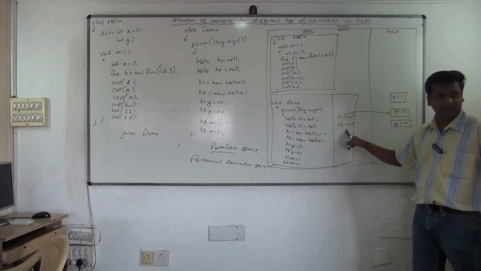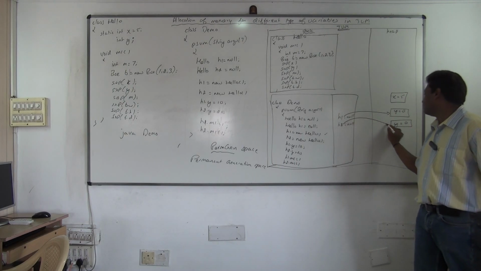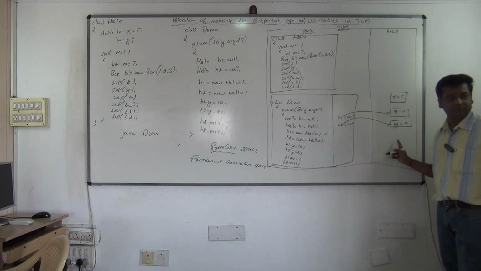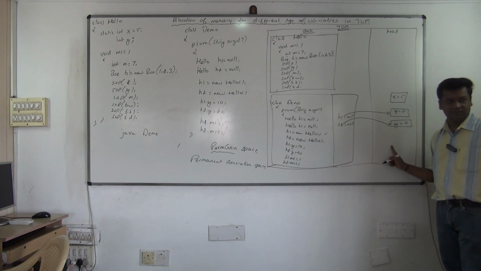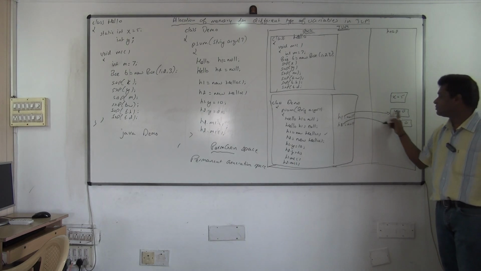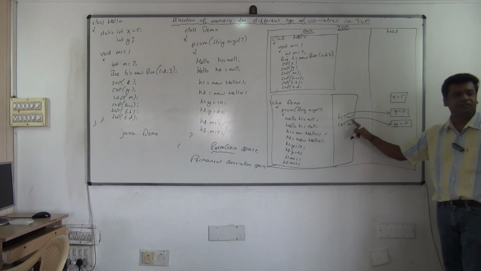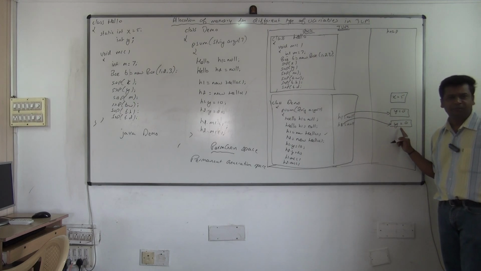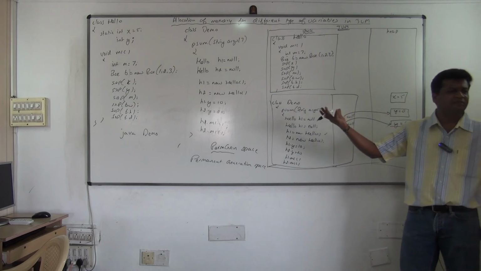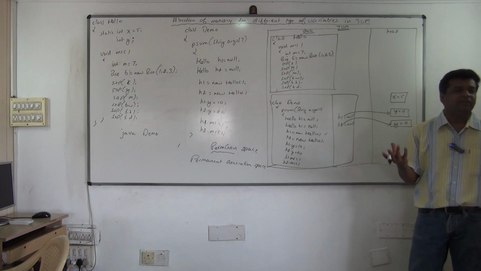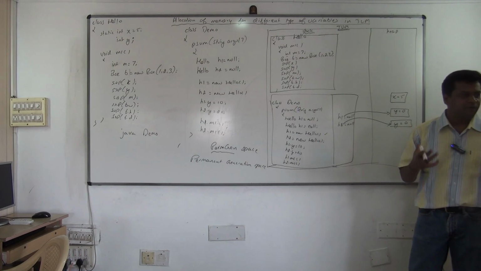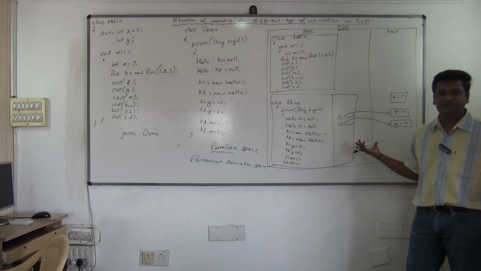h2 was referring to null. Now h2 will refer to this object. So as you create more objects, memory will be allocated for the instance variables, and these variables will start referring to this memory. When I draw it in a different way, that is for your understanding purpose. This is the object, these are the members. But technically in the memory, this is how it is happening.